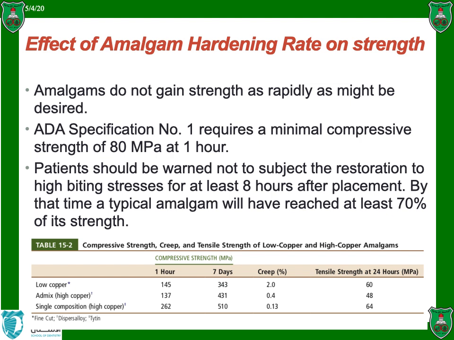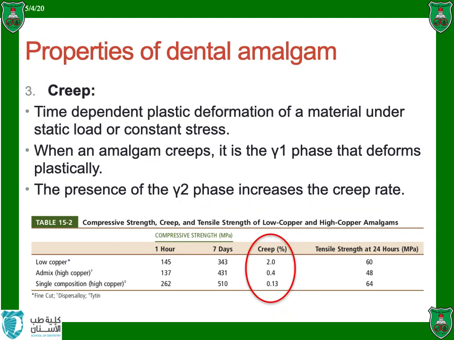And you see after 7 days, they reach their highest compressive strength. The single composition high copper is the highest in compressive strength. Then comes the admixed and finally the low copper amalgam restoration. Now the third property of dental amalgam we speak about is the creep.